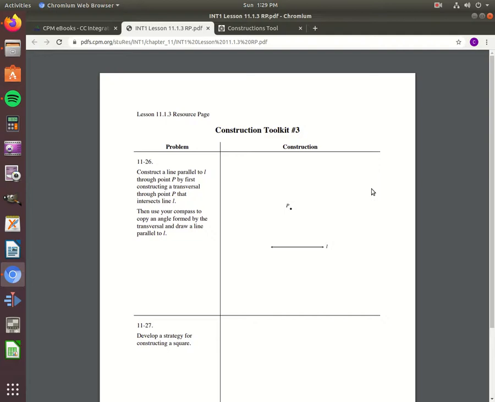On 11.13, the final section. After this, it's all finals. So anyway, when we look at this, it's asking us to construct a line that is parallel to L that goes through point P. It gives us a hint to make a transversal first and use our compass to copy the angle.